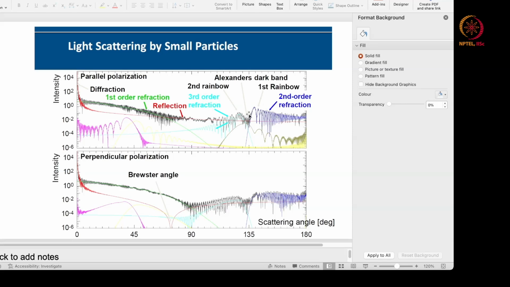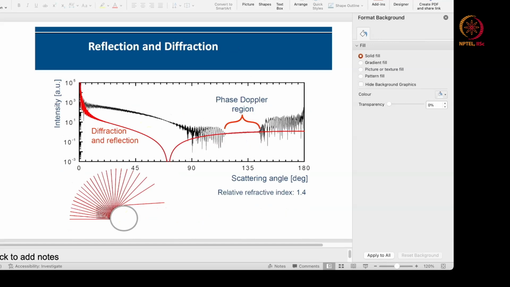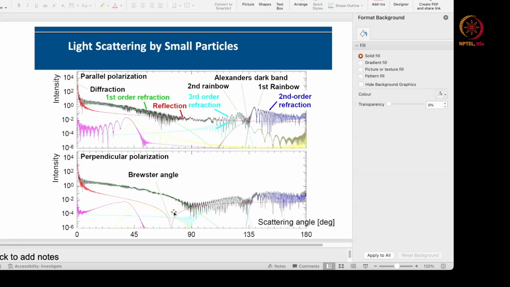This is the second rainbow and the first rainbow. This is for monochromatic light, remember, so this is not the conventional rainbow that you know from your high school physics perhaps. This is second order refraction, and this is obviously the Brewster's angle over here, where it goes to 0. You can also see this Brewster's angle here, where reflection is equal to 0. This is the same Brewster's angle which we covered in the last lecture. So you can see it, and this is for perpendicular polarization.